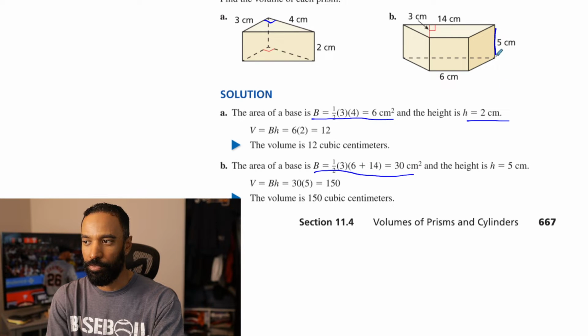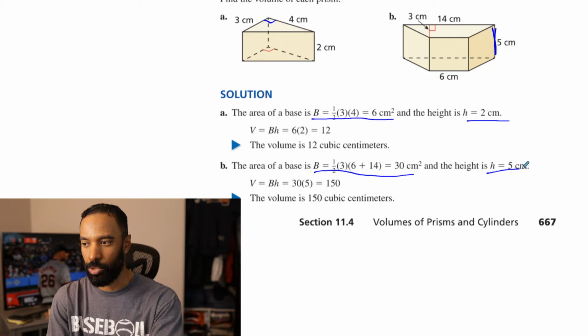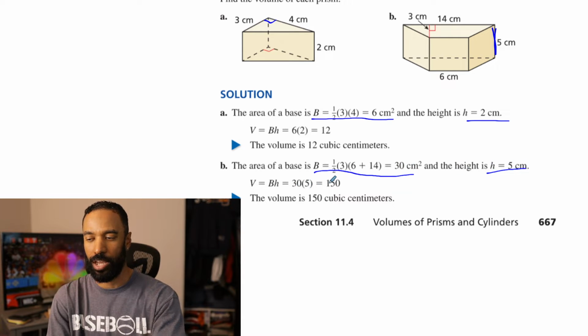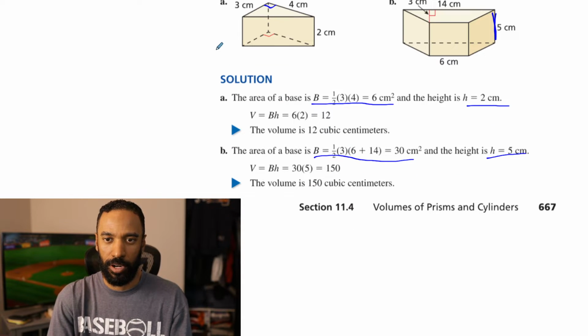The height of the prism is 5. That's congruent. That's consistent throughout. So area of base 30 times 5 is 150. That's 150 cubic centimeters of volume.